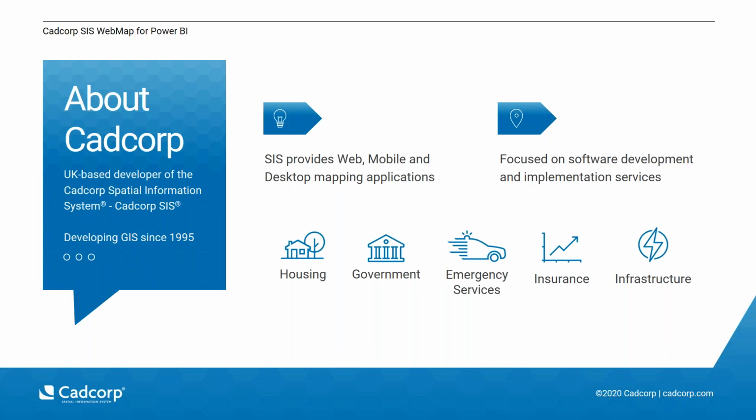So Cadcorp create the spatial information system. We call that Cadcorp SIS. And Cadcorp SIS provides web, mobile, and desktop mapping applications. We work with lots of different sectors. The ones listed here are probably the main sectors that we work with: housing, government, that is central government and local government, emergency services, insurance companies, and infrastructure organisations as well. But there's lots of organisations that fall outside of these areas that we work with.